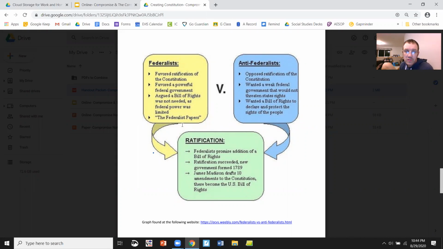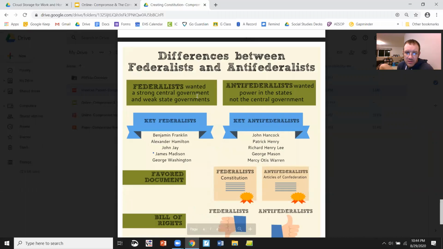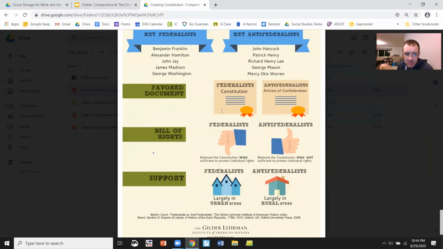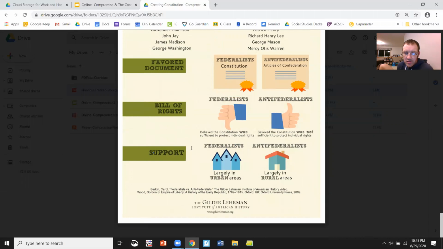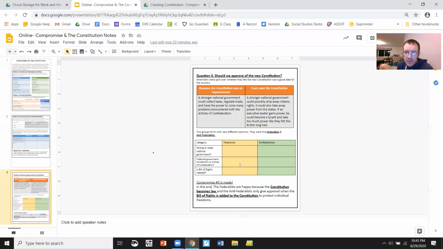They favored a powerful federal government. And they argued that you didn't need a Bill of Rights because the federal power was limited. So they liked the Constitution, they liked strong, powerful government. You don't need a Bill of Rights. If we go around here, you see a few other things. They want that strong central government. They want to weaken the state governments. They like the Constitution. And more urban areas are in support of the Federalists. So that gives you everything you need right here for the Federalists.